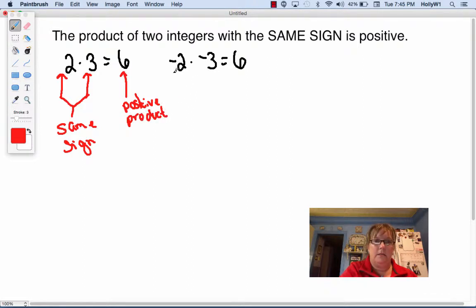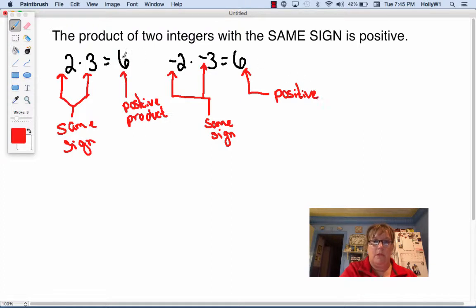In this case, the signs are the same, but they are negative. So they have the same sign. And even though they both have a negative sign, the product is positive. So if you multiply two positive numbers, you get a positive number as the product. If you multiply a negative times a negative, you also get a positive product.